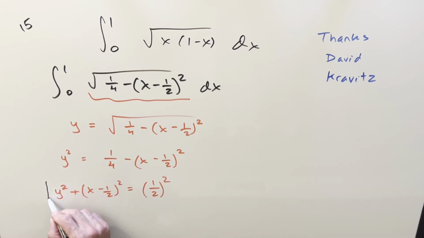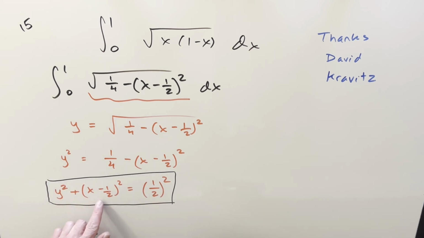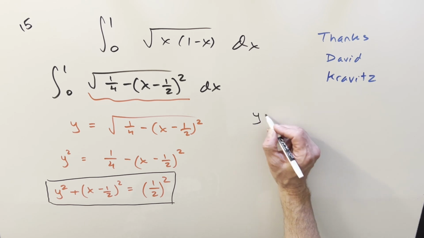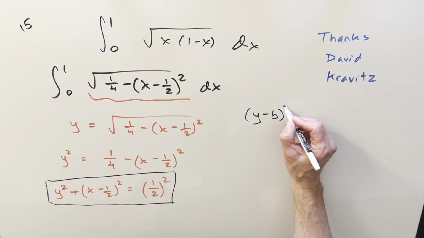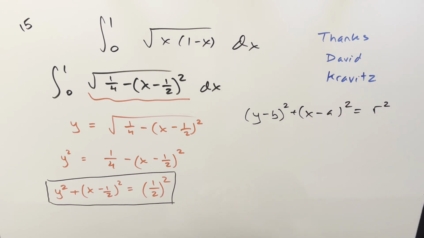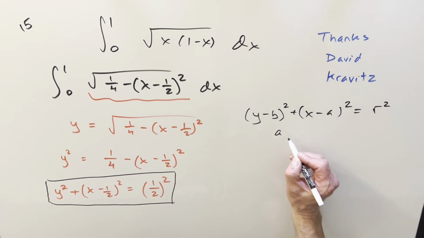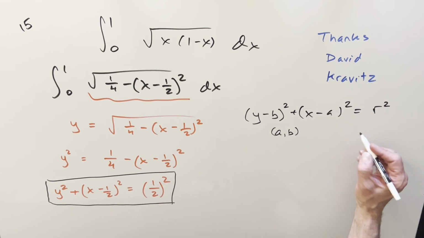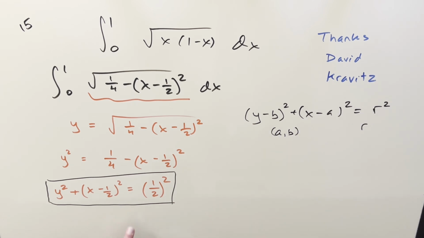Now, writing it this way, this is in the form of the equation for a circle with the center not at 0. Our formula for this is (y minus b) squared plus (x minus a) squared equals radius squared. So this circle is centered at the point (a, b), and it has radius r. Looking at what we have here, our radius is this value right here, so we have radius 1/2. The b value is just going to be 0 because we just have y squared, but this a value is also going to be 1/2.